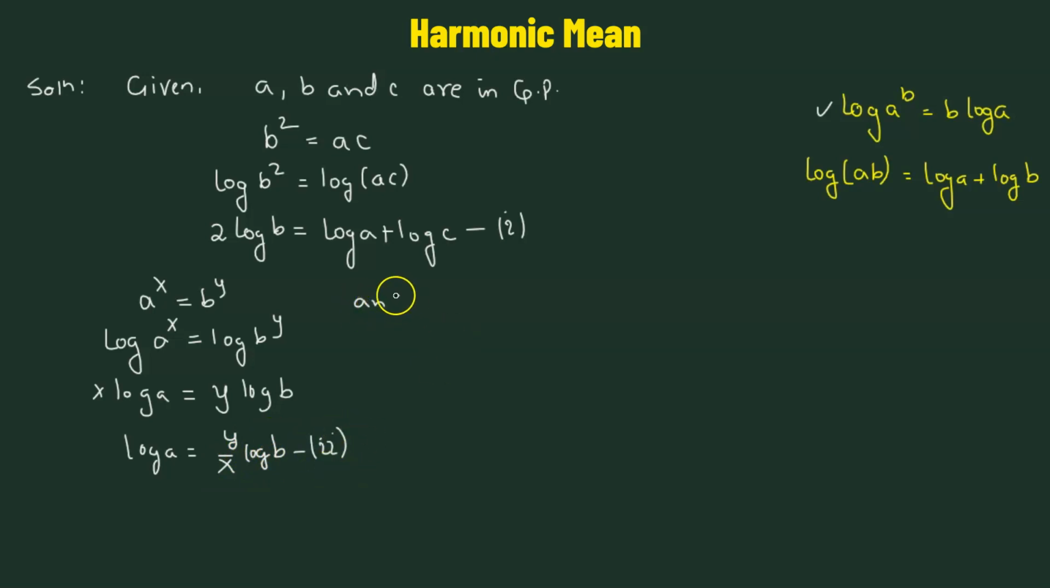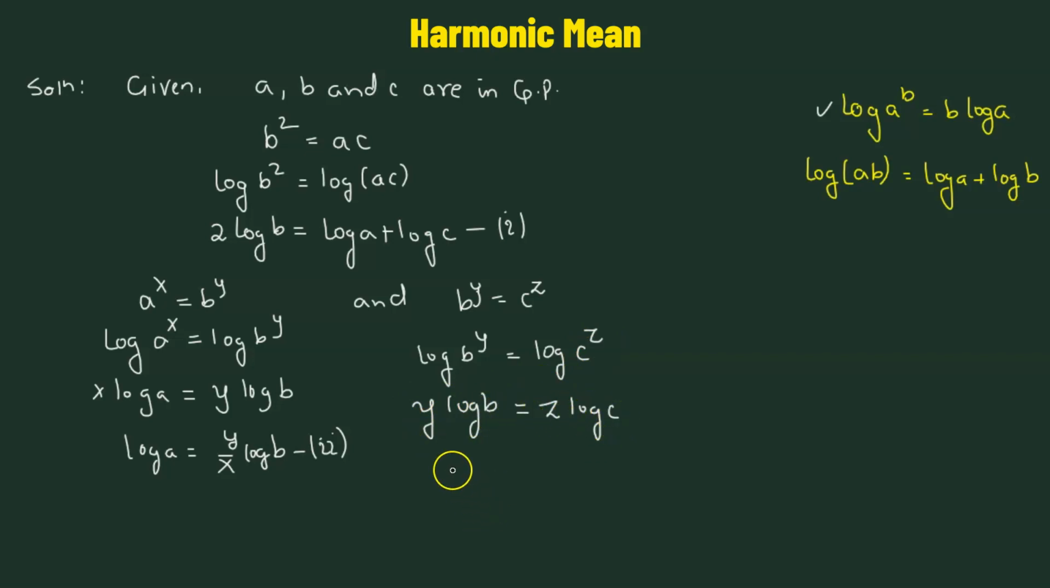And we also consider the other relationship, which is B raised to the power of y equals C raised to the power of z. Again, taking the logarithm on both sides, we have logarithm of B raised to the power of y equal to logarithm of C raised to the power of z. So we have y times log of B, and this will be equal to z times log of C. Now let's try to isolate C. So log of C will be equal to y over z multiplied by log of B. We're going to label this as number 3.